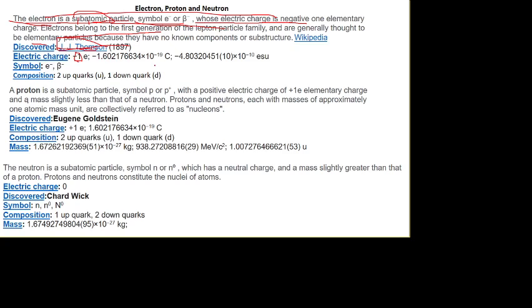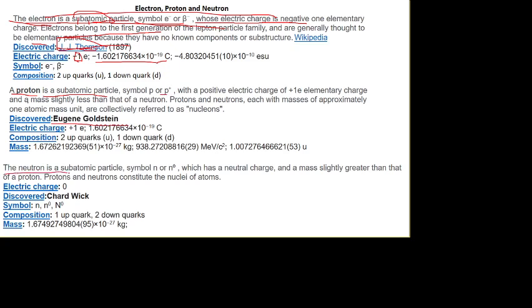But the mystery you and I do not understand is, how do scientists determine this value? We are going to get to Millikan experiment. The next one is proton. It is also a subatomic particle, but this one carries positive charge. It is discovered by Eugene Goldstein. We are going to see that experiment.